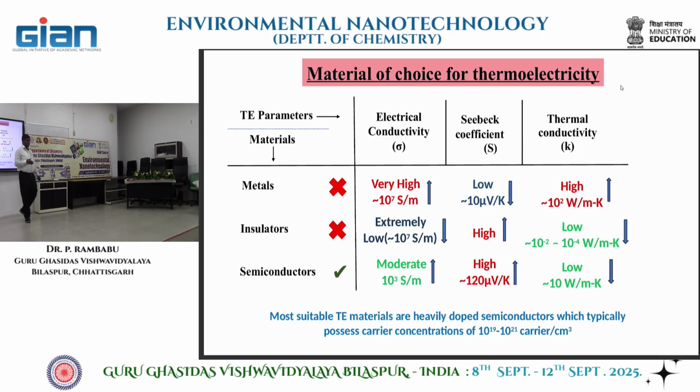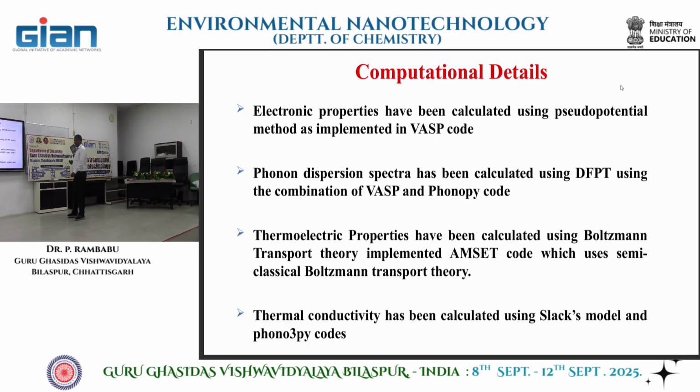So now you come to semiconductors. In semiconductors, electrical conductivity is maybe moderate, but here you have a high Seebeck coefficient and low thermal conductivity. These two parameters decide whether semiconductors are suitable for thermoelectric applications or not. So we can say that semiconductors are a good platform to study the thermoelectric characteristics. Okay. So now we have decided among metals, semiconductors and insulators, semiconductors are the best material for which we can explore thermoelectric properties. So for my compound, I have used the Vienna ab initio simulation package VASP for my electronic structure calculations.